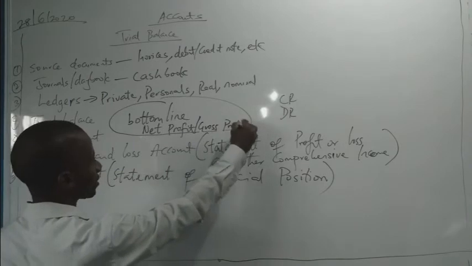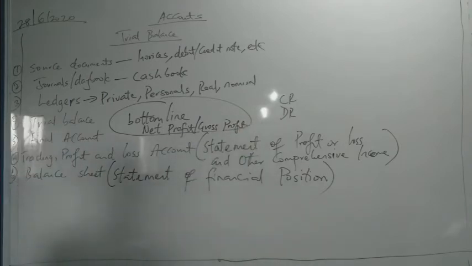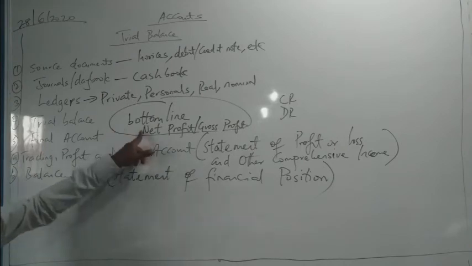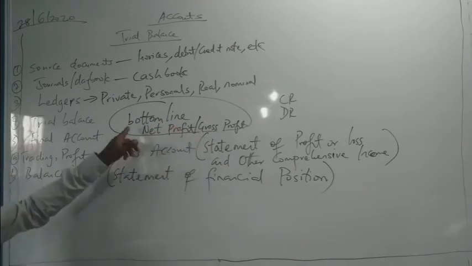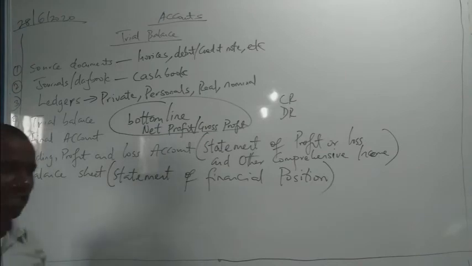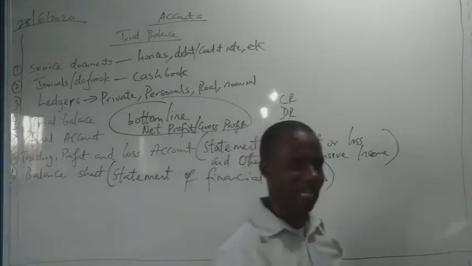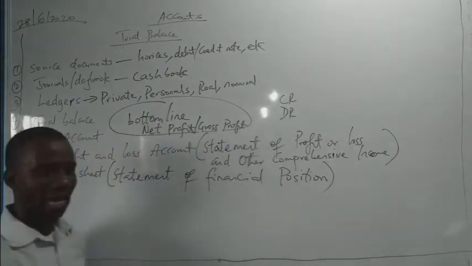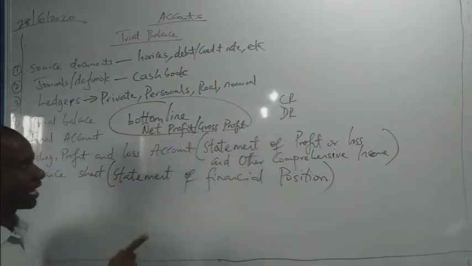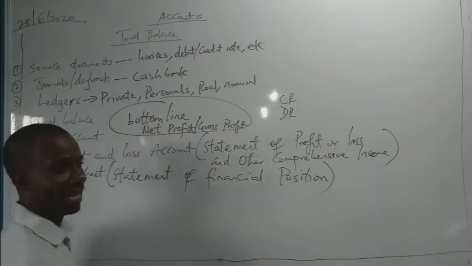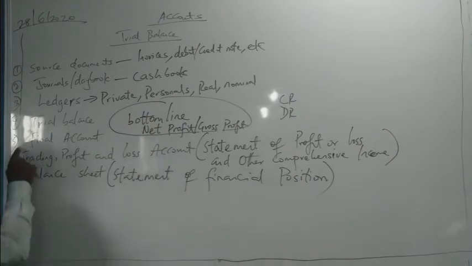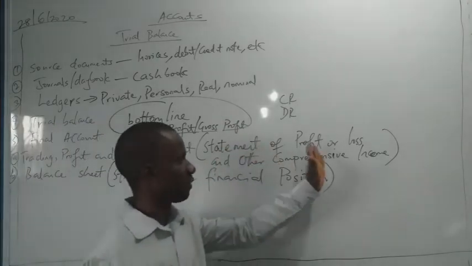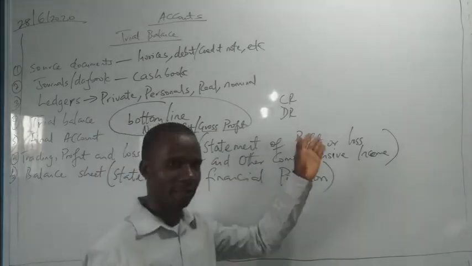Though we'll be treating more of that when we get to the trading profit and loss account. So this bottom line, which is the net profit or gross profit, and we'll look at the difference later, is used to know whether the business is performing. Performing in what sense? For every year, at the beginning of the accounting year, all businesses always have a target. And that target is usually measured in net profit. And this information can only be derived when you draw up your trading profit and loss account or your statement of profit or loss and other comprehensive income.